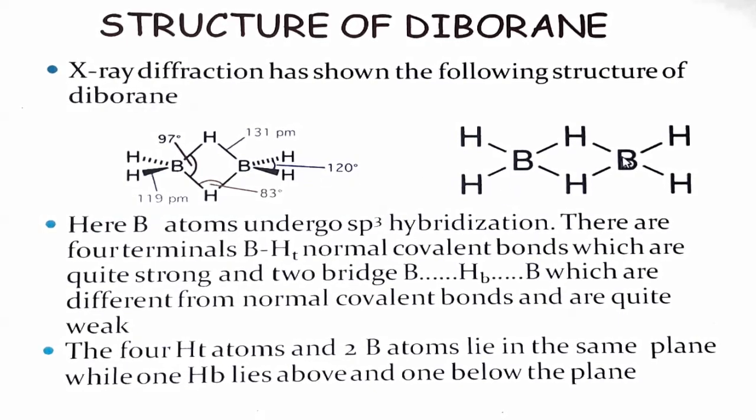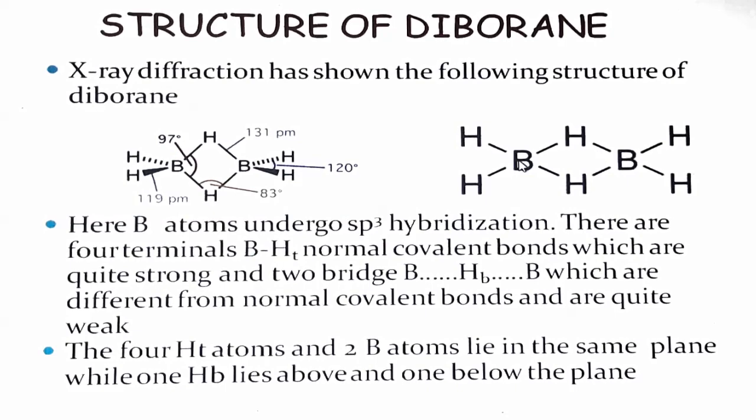So in this structure, one more time you can see here we have 1, 2, 3 and 4 terminal hydrogens and two bridging hydrogens. Why are they called bridging hydrogens? Because they are forming a bridge between this boron and this boron. So two bridging hydrogens we have.